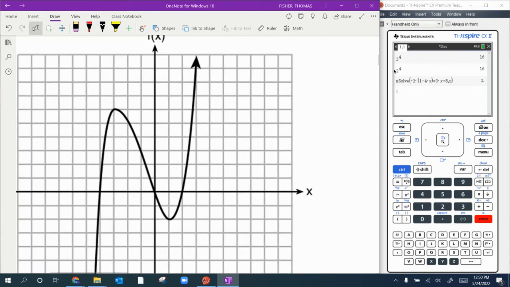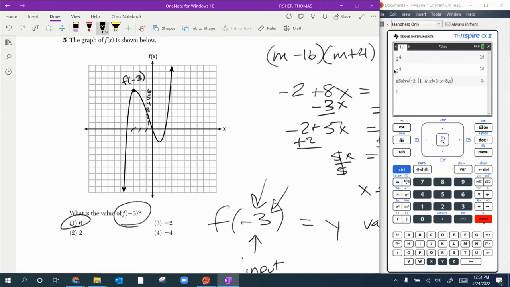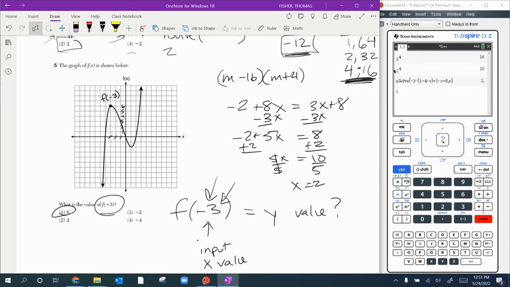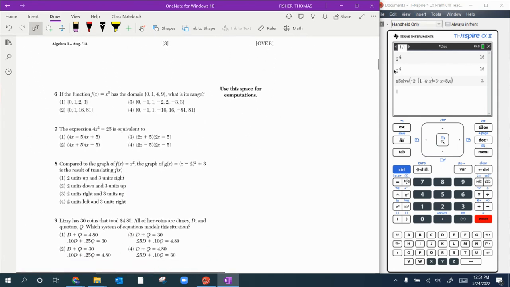I'm going to zoom in here. Here's negative 1. Here's negative 2. Here's negative 3. The graph is right here. This is f of negative 3, which is at 1, 2, 3, 4, 5, 6. So f of negative 3 is just 6. And that's all there is to it. Again, we would love to have questions like that. That's a great question.